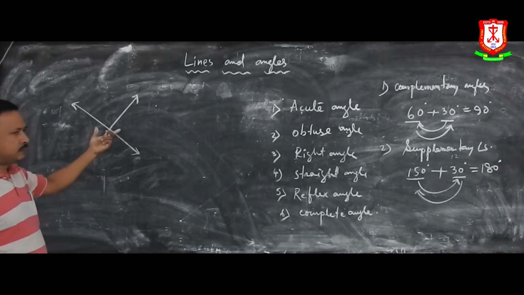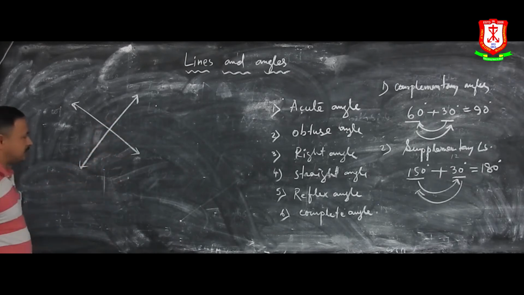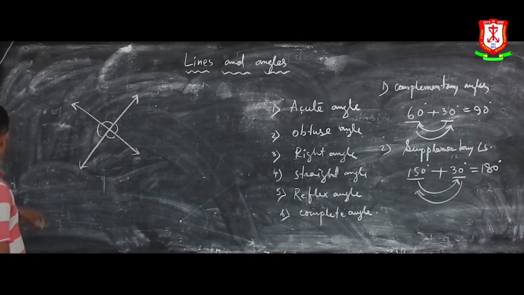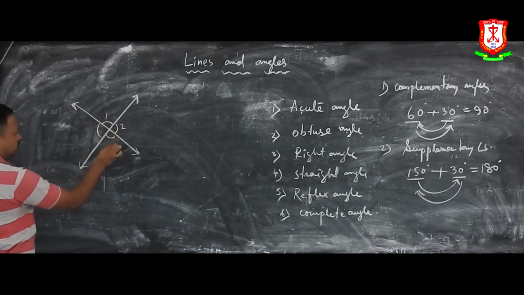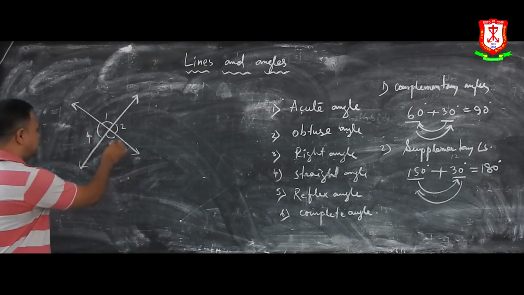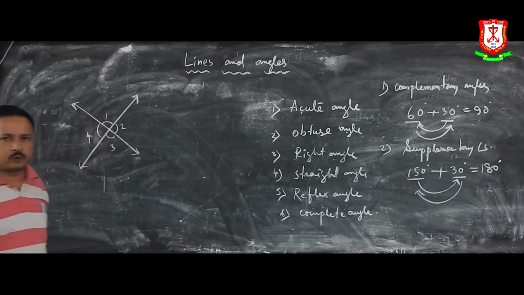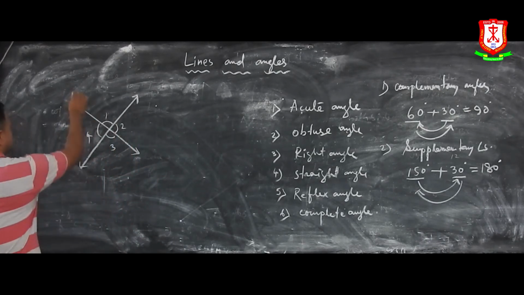When two lines intersect each other, four angles are formed. Say this one, 2, 3, 4. These two lines intersect at this point and form four angles. 1 and 3 are opposite angles, 2 and 4 are opposite angles. These opposite angles are called vertically opposite angles.